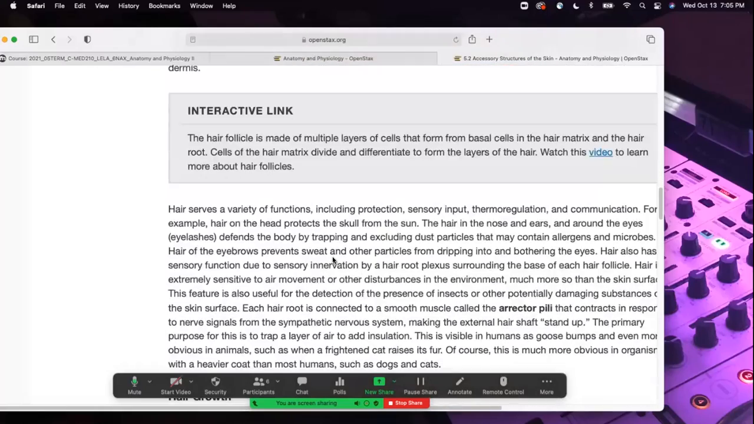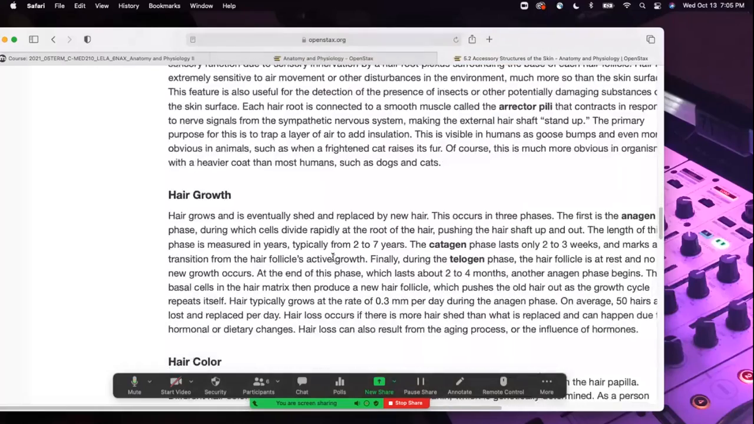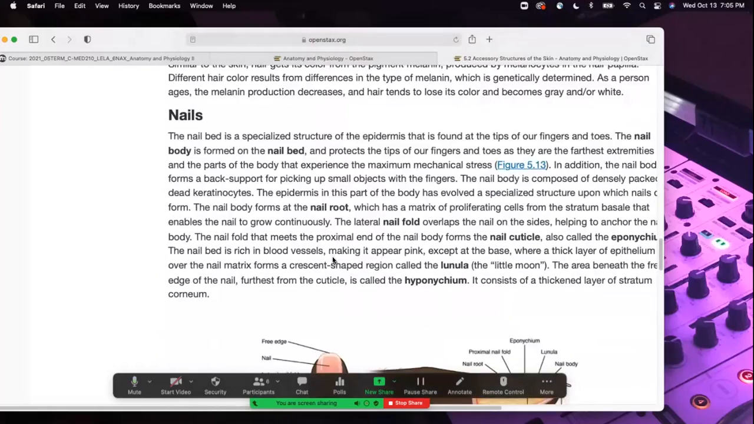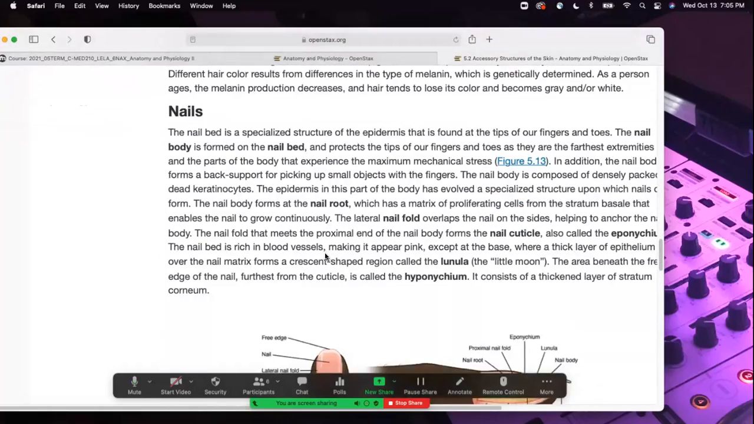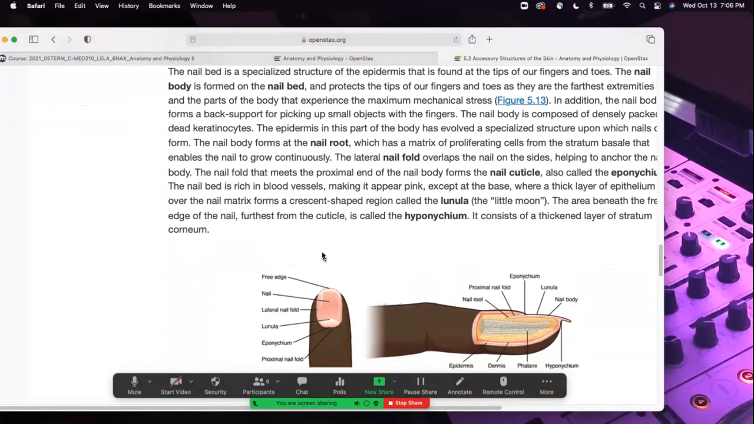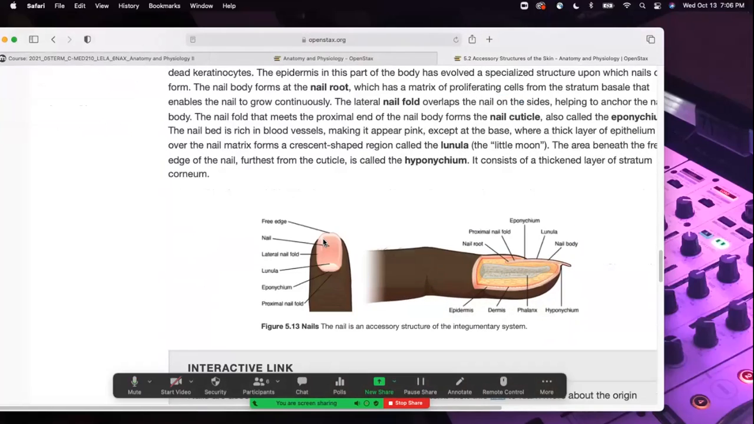What else is going on? You want to talk about hair and skin, but hair and nails are living things, and they are part and parcel of the accessory items of your skin.